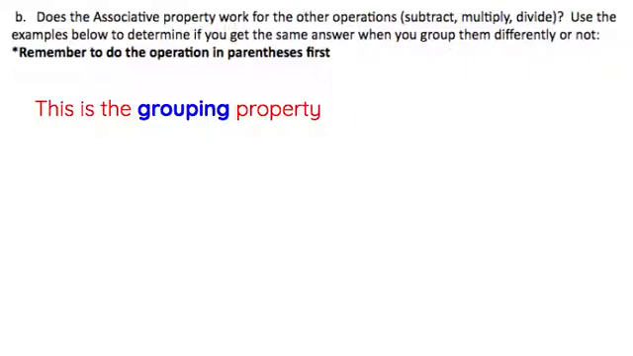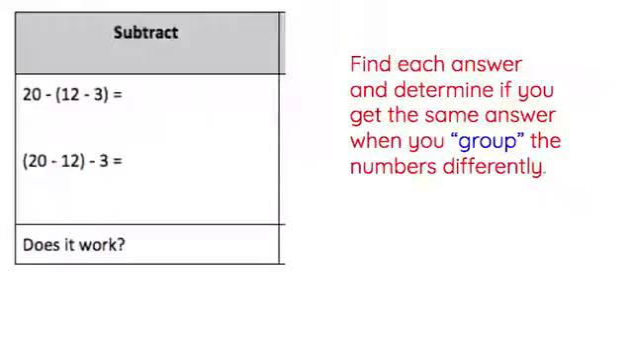So let's take a look at the associative property. Does this also work for subtraction, multiplication, and division? Can you group the numbers differently and still get the same answer? So what you're going to work on is you're going to look at these problems and figure out the answer and see if you get the same answer if we group them differently. So again, work the problem out on your sheet of paper and then type in yes if it works, no if it doesn't in Edpuzzle.